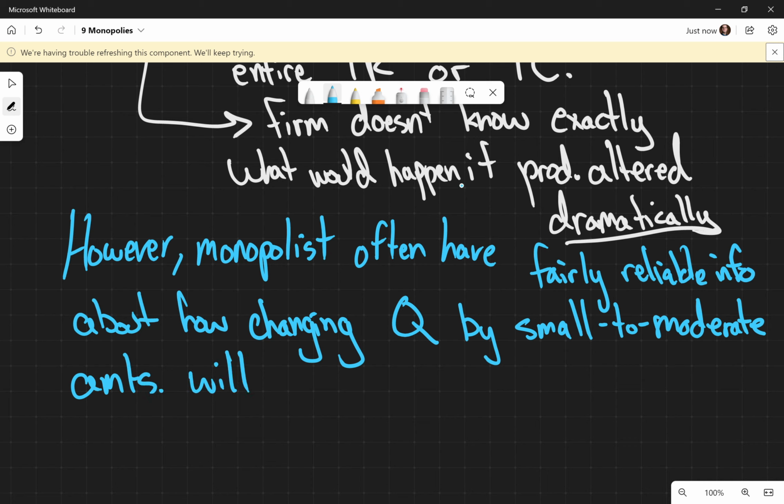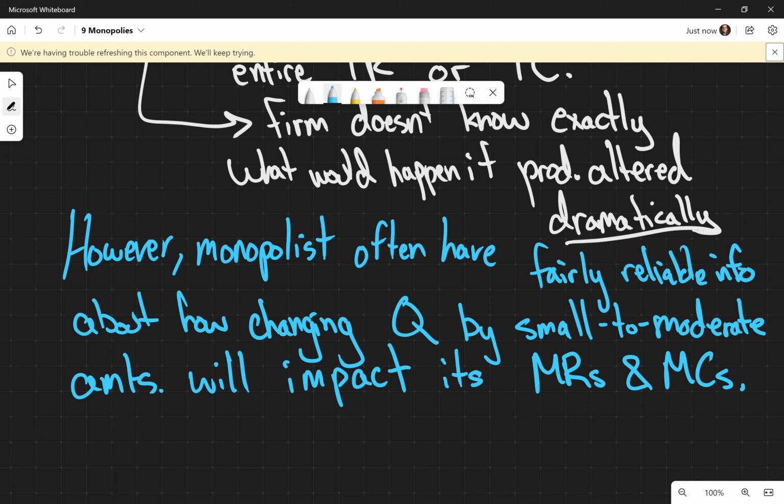will affect or impact. Again, the best tip I ever got writing wise is, if you ever think about whether it's affect or effect, just write impact. Impact will always work. Don't just get rid of affect and effect entirely. So will impact its marginal revenues and its marginal costs.